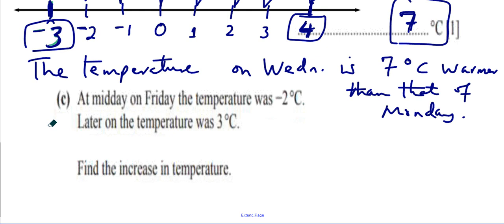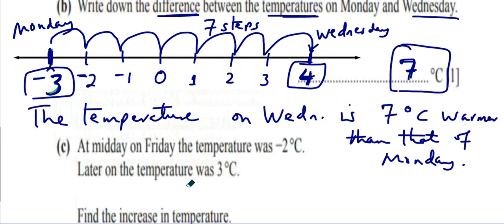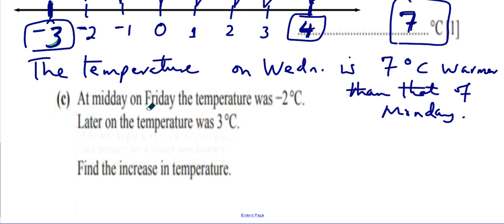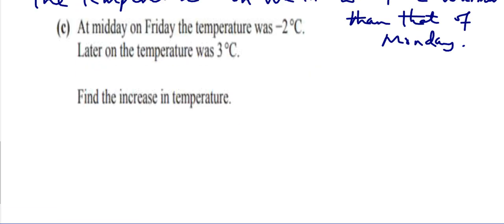Okay, now we have another question here. At midday on Friday, the temperature was -2 degrees centigrade. Later, the temperature was 3 degrees centigrade. Find the increase in temperature. Okay. So to visualize that, let us use the number line.